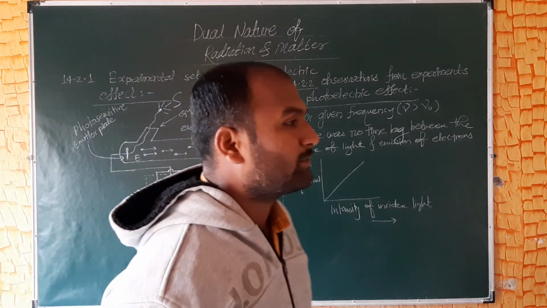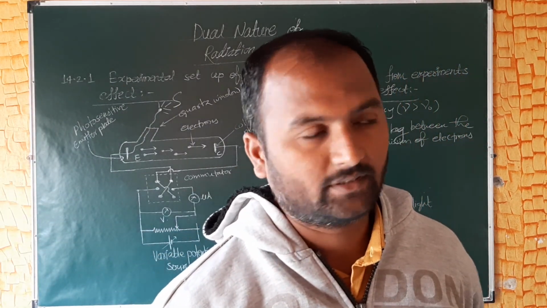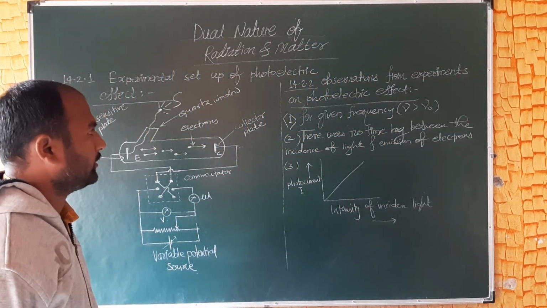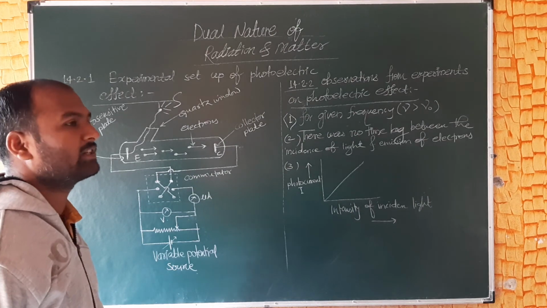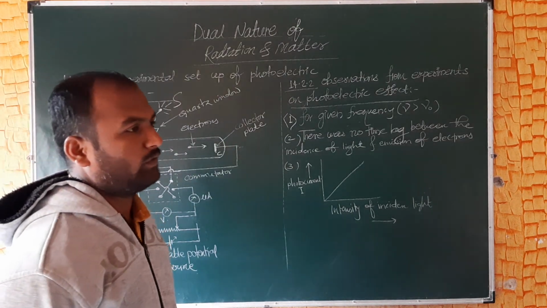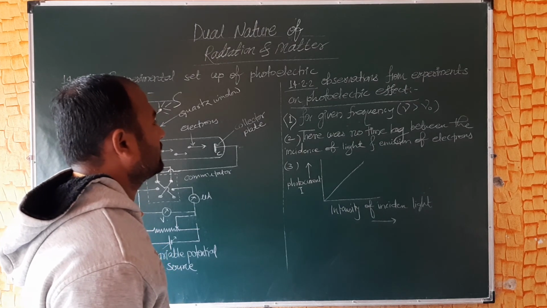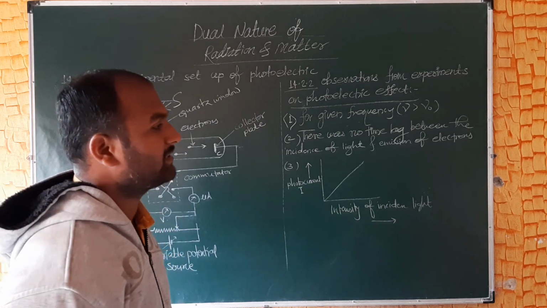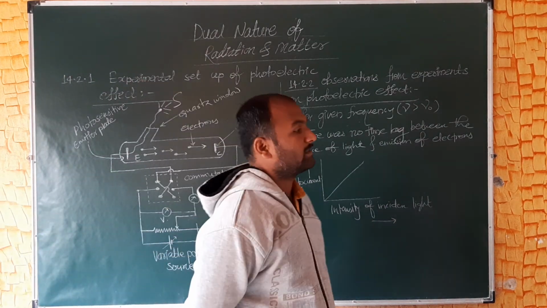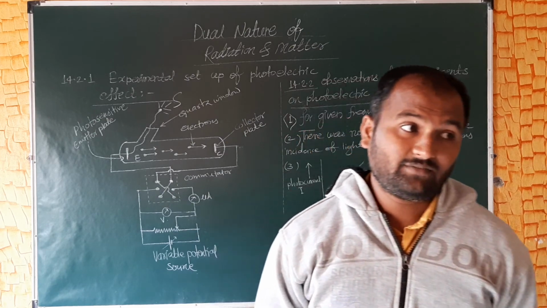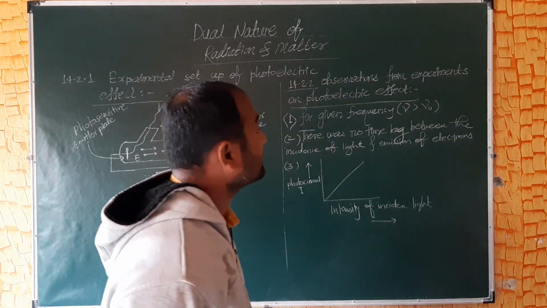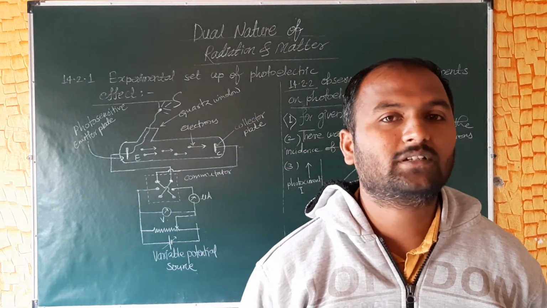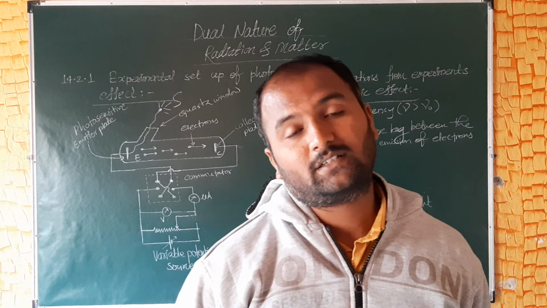So here we discussed only three points of the observations from experiments on photoelectric effect. So what are the observations? For a given frequency nu, if it is greater than the threshold frequency nu naught, then and only then are electrons ejected from the metal surface, otherwise no electrons are ejected.